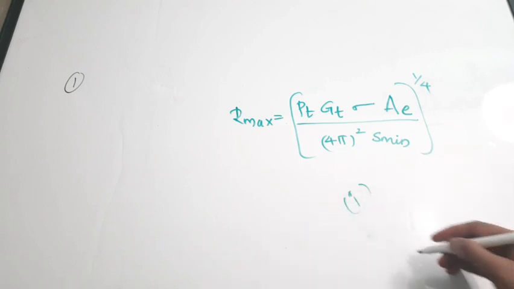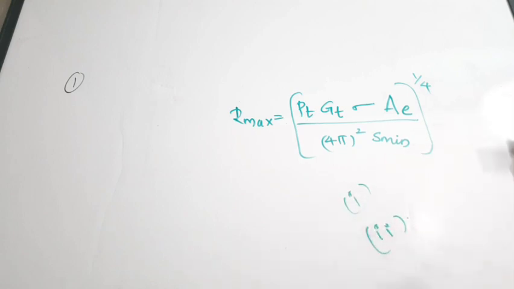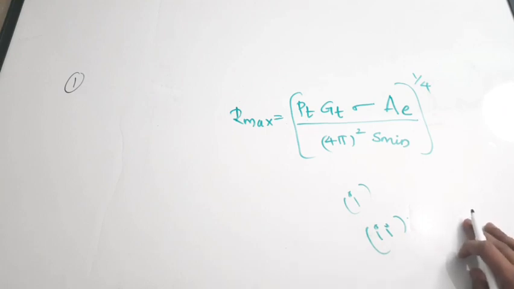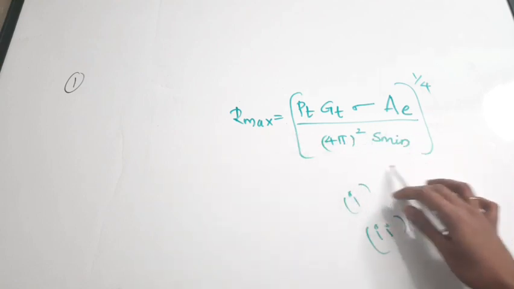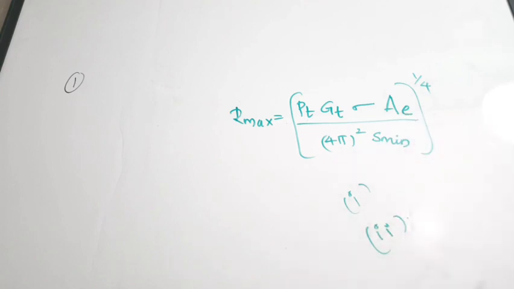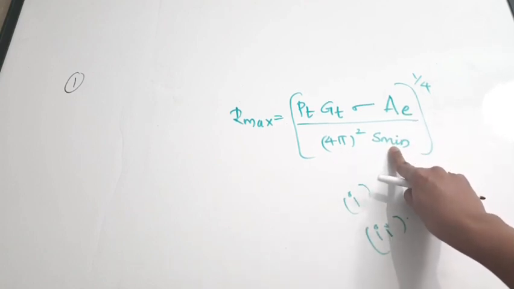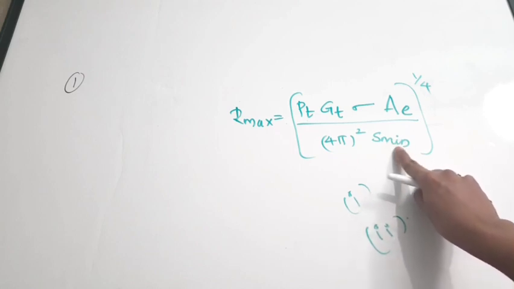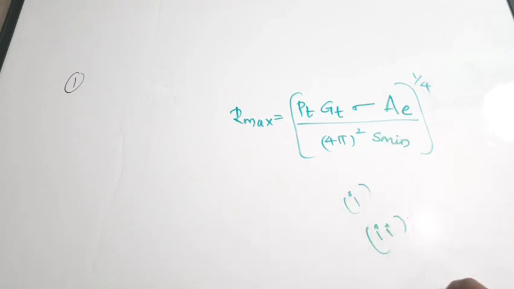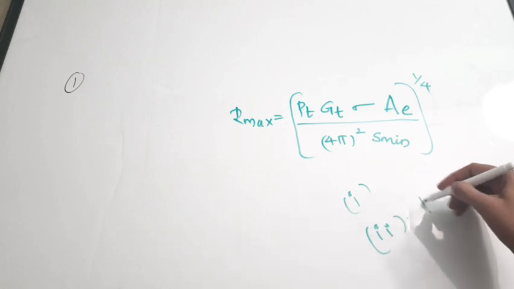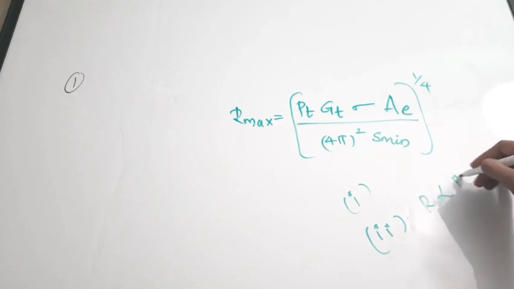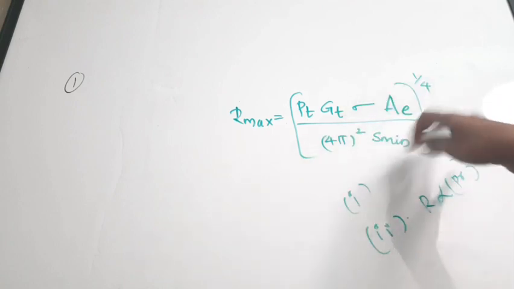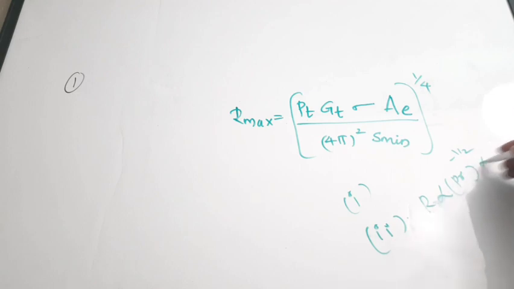So 1 is right. Now 2, R is proportional to PR raised to minus 1 by 2. You can also write this as the received power, minimum detectable signal or minimum received power. In some equations you will write PR here, when we want to find the received power. So is R max proportional to PR raised to minus 1 by 2? No, that is not the correct relation. So option 2 is wrong.